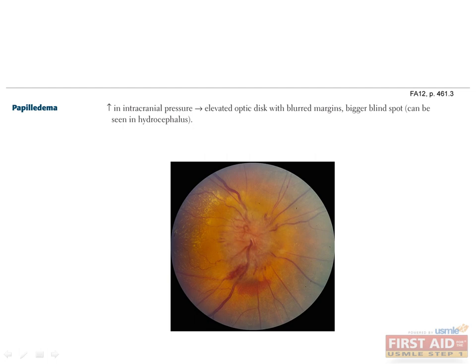For instance, let's say a 26-year-old obese woman comes to you with headaches, nausea, vomiting, and visual changes. You look into her eyes and see this. What's the most likely diagnosis?